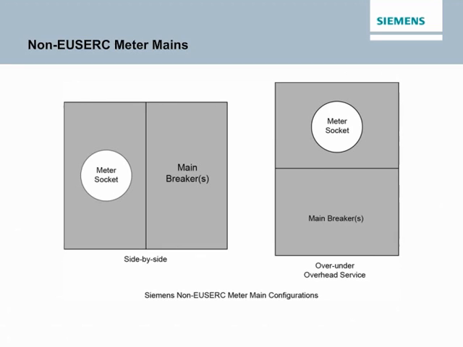Options include factory installed or field installed main breakers, 2 or 6 circuits, ringless or ring type meter socket, and overhead or overhead/underground service entry. Siemens non-USERC meter mains are available in the 2 configurations shown in the accompanying illustration.